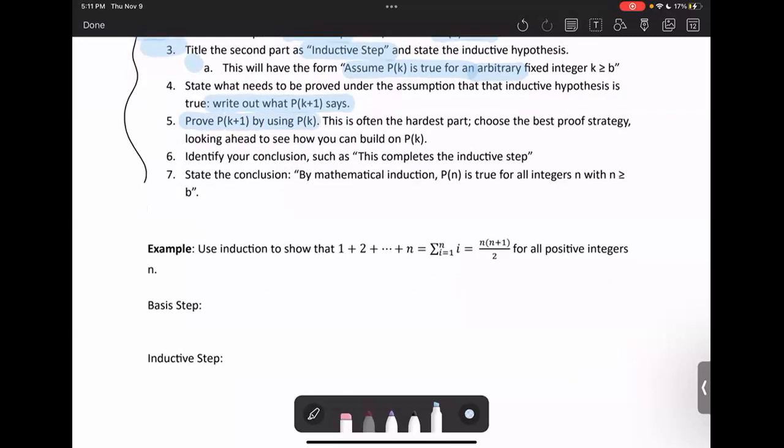This is often the hardest part. You want to choose the best proof strategy by looking ahead. How can you build on P of k? What kind of math do you need here? And then you want to identify your conclusion. Say this completes our inductive step. And then state your conclusion: by mathematical induction, P of n is true for all integers n with n greater than or equal to b.